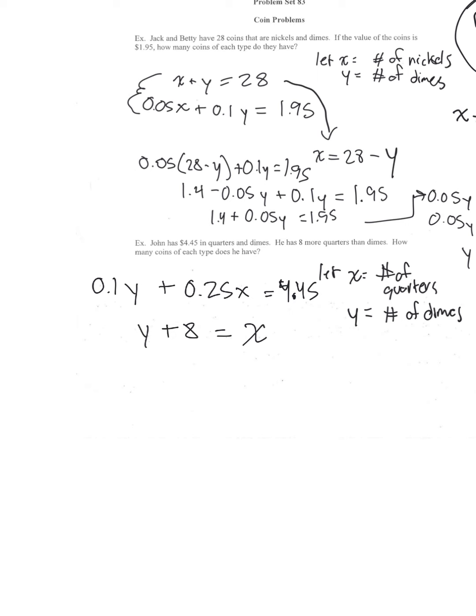Okay, good. So now that I've got my system set up, we can solve using substitution or elimination. I'm using substitution again. My bottom one is already solved for x. So what I'm going to do is substitute that y plus 8 into the x on the top equation. And here we go.